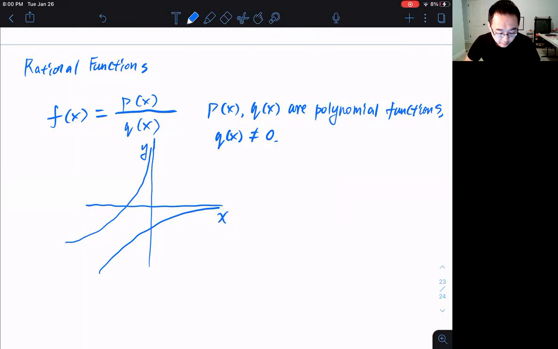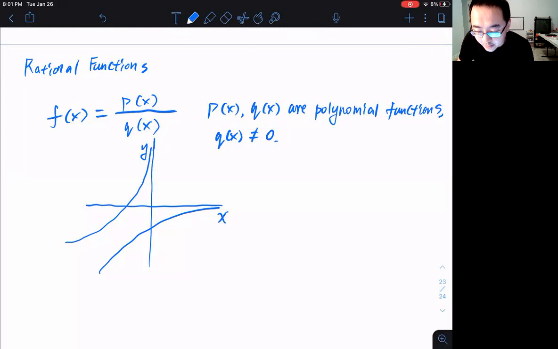And of course, if you don't approach a vertical or horizontal line, then you have oblique asymptotes, which is a line that you still get closer and closer to, but it's just not horizontal or vertical.